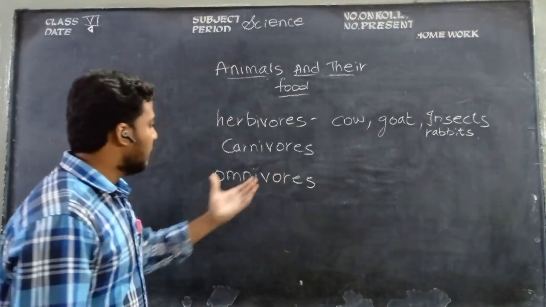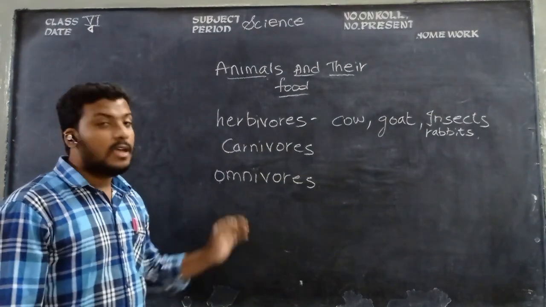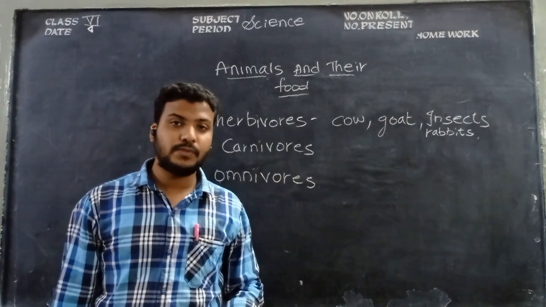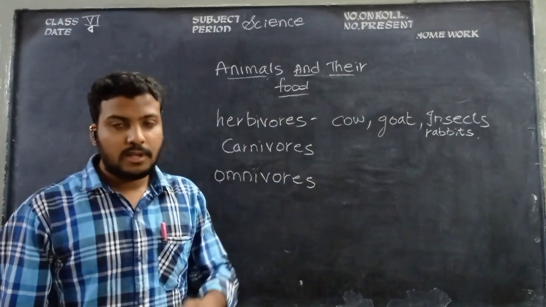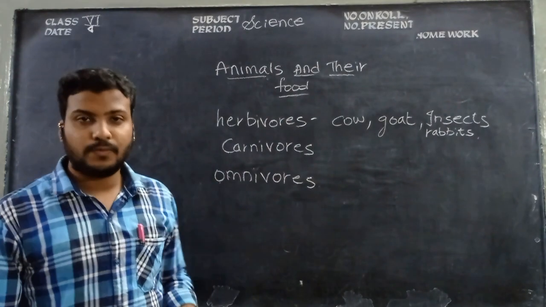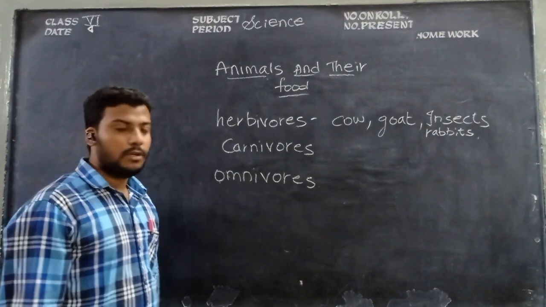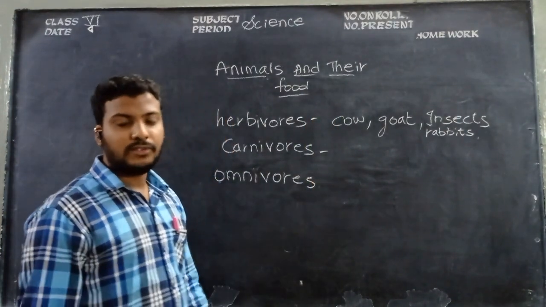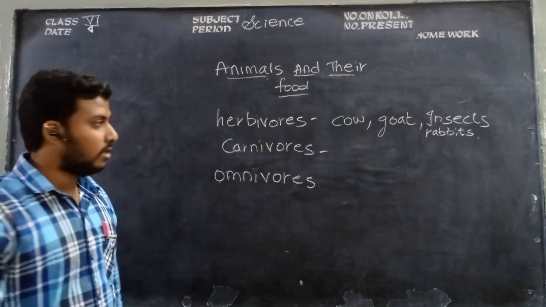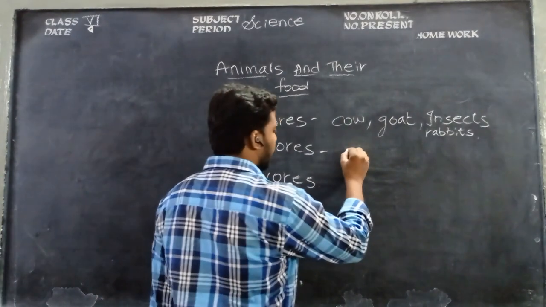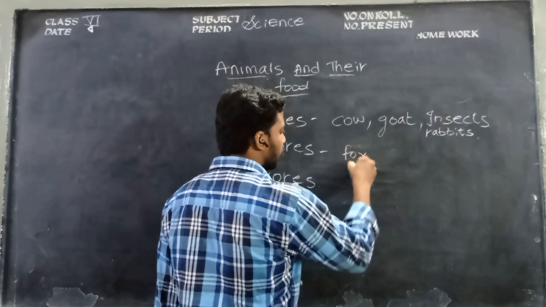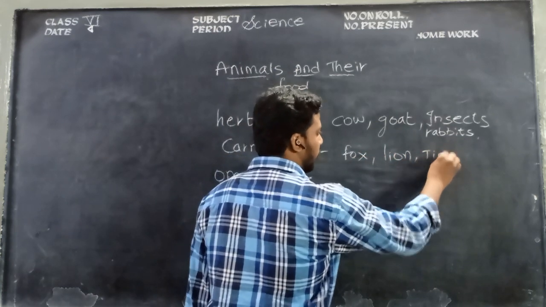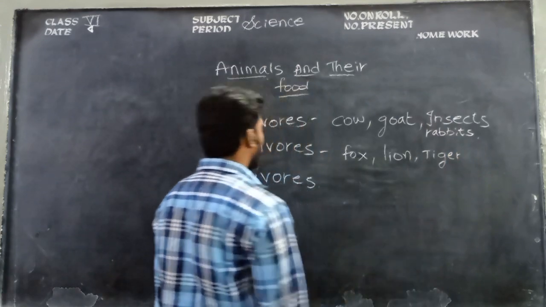Understand? Next, carnivores. What are carnivores? Animals that depend only on other animals for food are called carnivores. Can you give some examples of carnivores? Children, that is fox, lion, tiger. All these are carnivores.